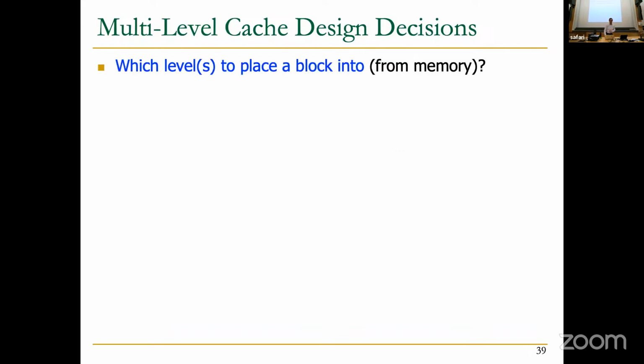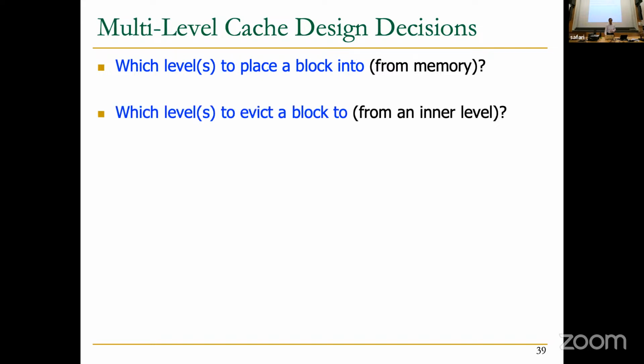Okay, so let me give you at a high level, what are the other design decisions, some of the things that we're not going to cover. Which levels do you place the block into? Whenever you fetch the block from memory, for example, which levels do you place the block into? L1, L2, L3, all of them, a subset of them? That's a good question, basically. Modern processors can use predictors, for example, for that, but this could be done under programmer control as well.